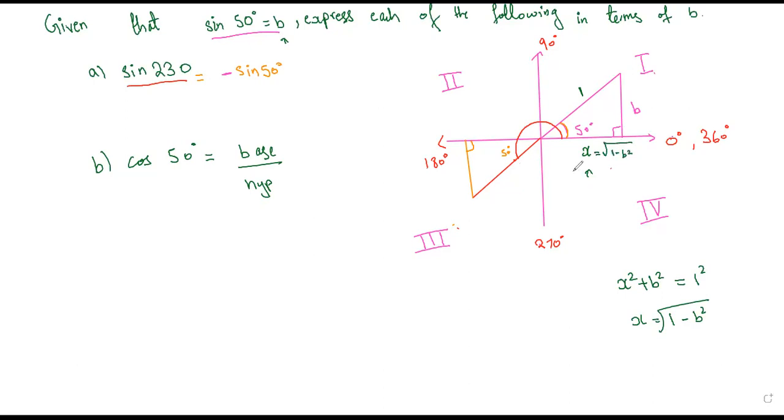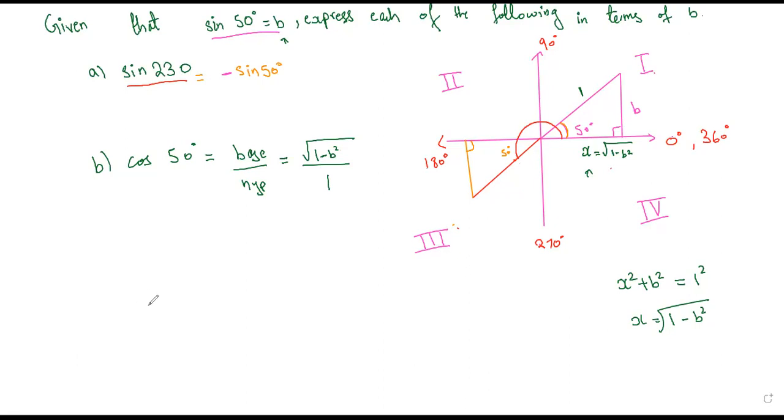Now, can you please tell me the value of cos 50 in terms of b? Cos 50 would be base over hypotenuse. What is the base of my triangle? It's the root of 1 minus b squared. Very good. Divided by what is hypotenuse? 1. Excellent. Okay, so this is the answer.